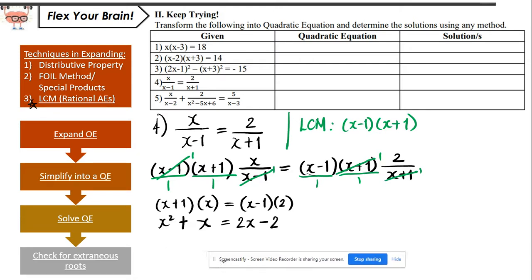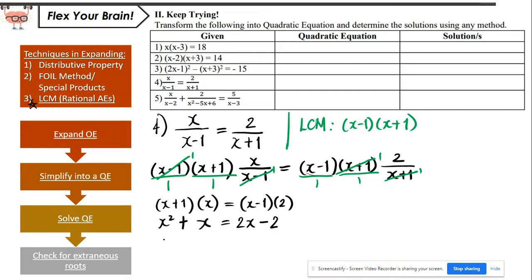And finally, we can obtain the quadratic equation in standard form by combining the similar terms. We have here x squared. This 2x goes at the left, giving us negative 2x. So, plus x minus 2x gives us negative x. And negative 2 here, pag pumunta sa left, gives us positive 2. And finally, 0 na lang sa kanan. Now, this is our resulting quadratic equation.